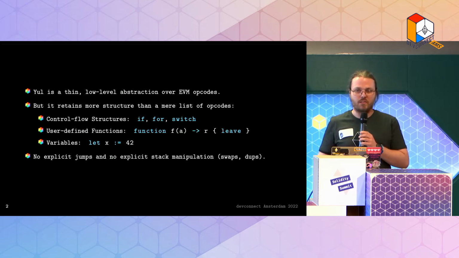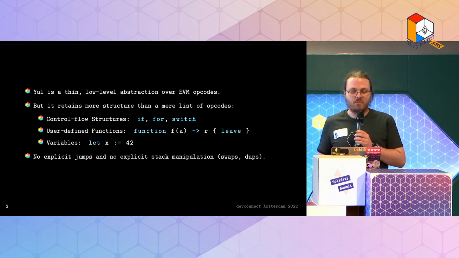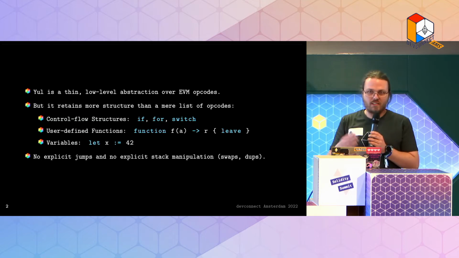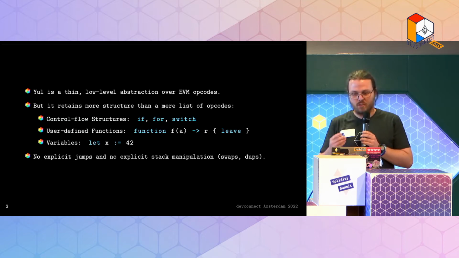So you probably in the last talks have already heard that Yul is a thin, low-level abstraction over EVM opcodes, but it retains more structure than actually a list of opcodes. So you have control flow structures, user-defined functions, variables, and all that stuff. And you don't need to deal with the nitty details and the explicit jumps or explicit stack manipulations, because that's abstracted away in Yul. So there is still something going on in the translation from Yul to EVM bytecode.